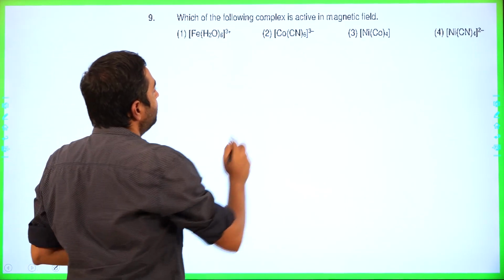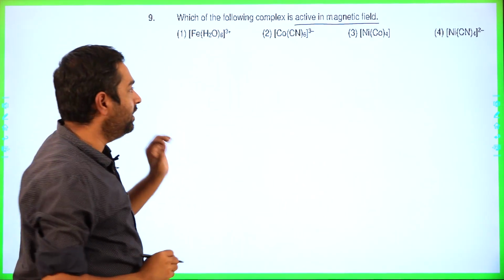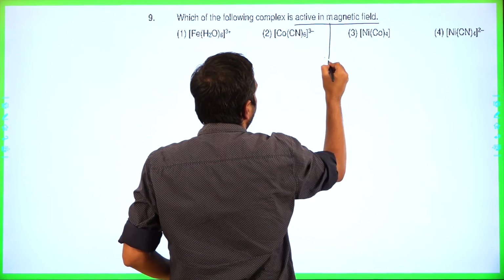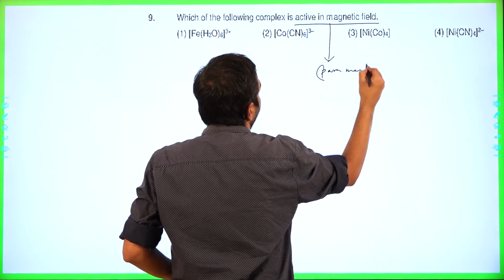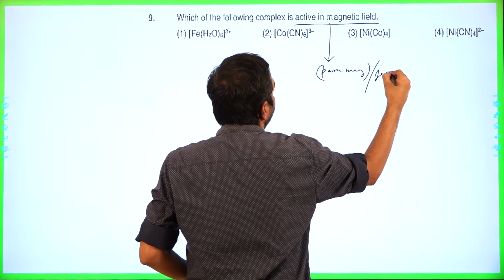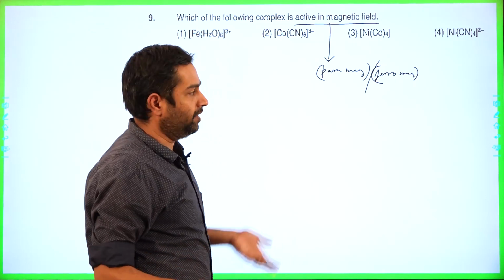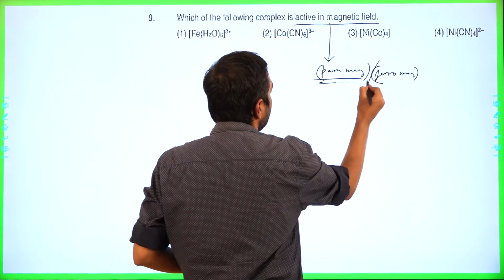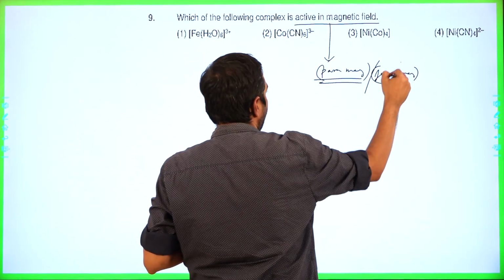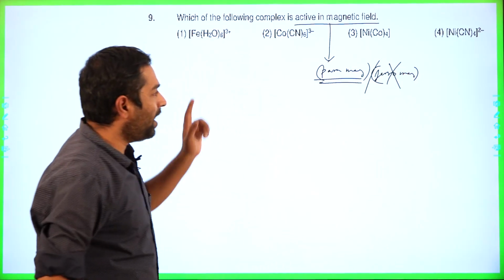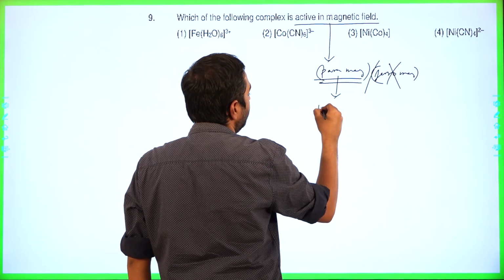Which of the following complexes is active in a magnetic field? What does active in a magnetic field mean? Active in a magnetic field, it is going to be either paramagnetic or ferromagnetic. That is basically the idea here. In this case, obviously for a complex, we are not talking ferromagnetism, we are mainly talking paramagnetism. So, this is not part of our conversation right now. So, paramagnetic is what we want. Now what does that lead to? It leads to unpaired electrons being present.